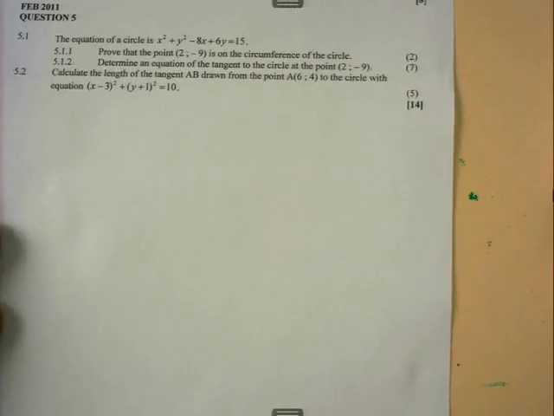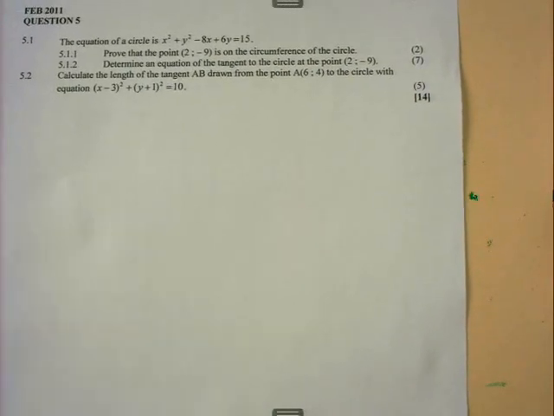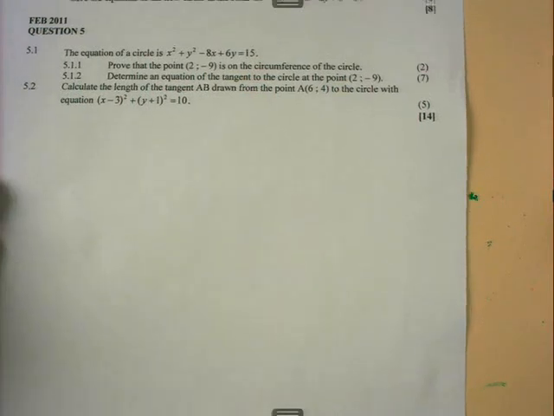Question 5. It says the equation of a circle is x squared plus y squared minus 8x plus 6y equals 15. Immediately after that, they say prove that the point (2, -9) is on the circumference of the circle. So we must prove that this point is on that circle. Now, how do we prove this one?